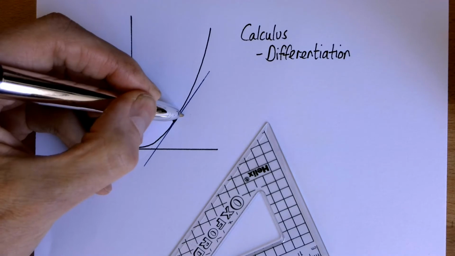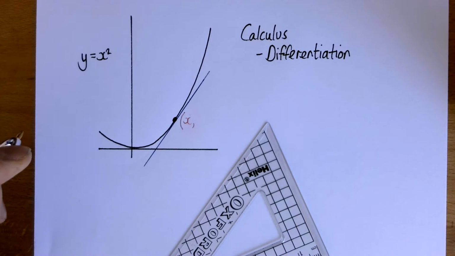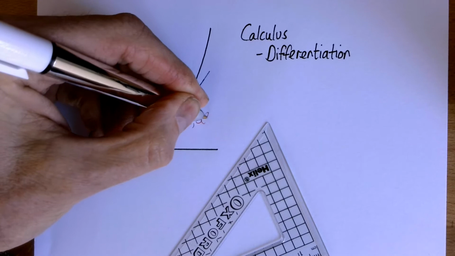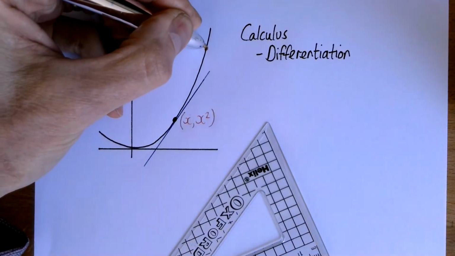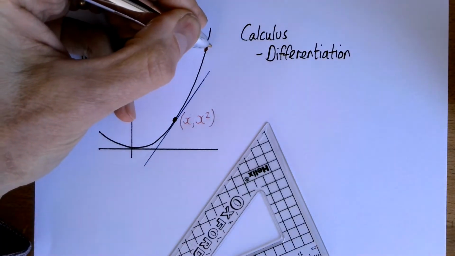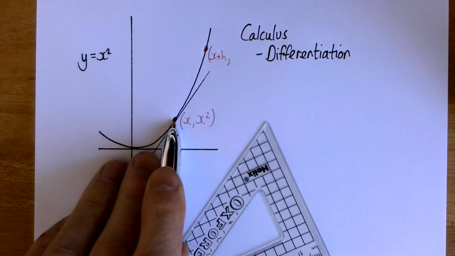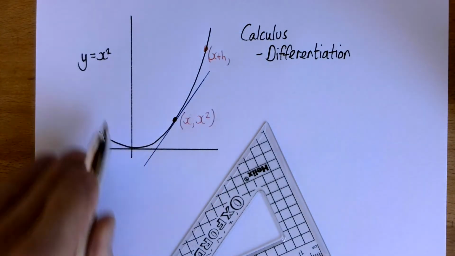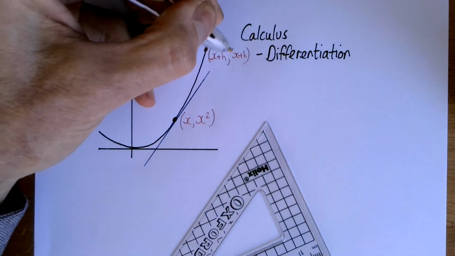So let's say that this point here is x, so the x value is x, and that means the y value will have to be x squared. And what we then do is we pick another point further up the curve that's a little bit further along in the x direction. I'm going to say that that is x plus h. So I've moved along a little bit, and I'm calling that little bit h. And so the y value must be x plus h squared.